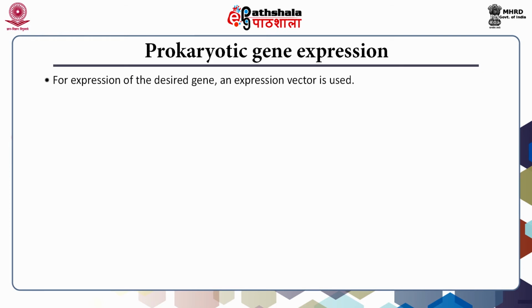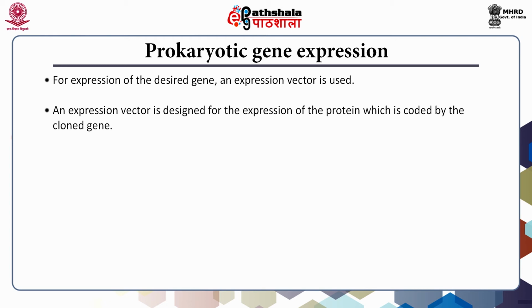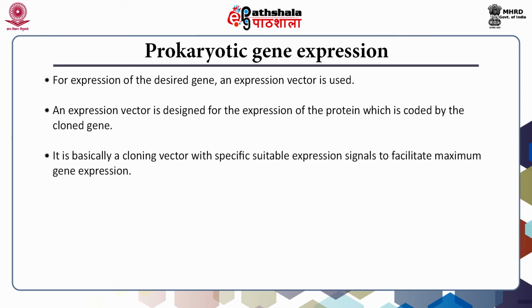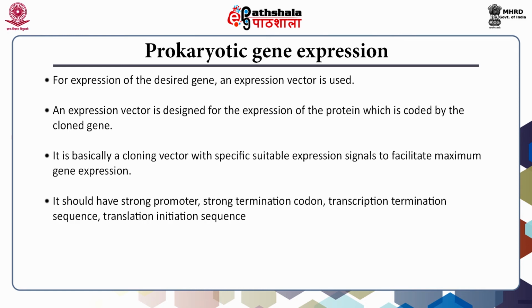For expression of desired gene, an expression vector is used. An expression vector is designed for the expression of the protein which is coded by the cloned gene. It is basically a cloning vector with specific suitable expression signals to facilitate maximum gene expression. The following expression signals are introduced to get maximum gene expression: strong promoter, strong termination codon, transcription termination sequence, translation initiation sequence, and adjusting the distance between promoter and the cloned gene.